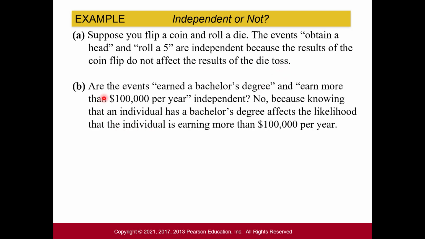Let's look at B. Are the events earned a bachelor's degree and earn more than $100,000 per year independent? The answer is no, because knowing that an individual has a bachelor's degree affects the likelihood that the individual is earning more than $100,000 per year.